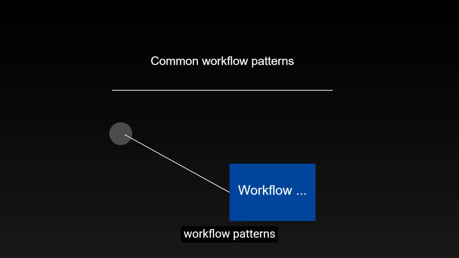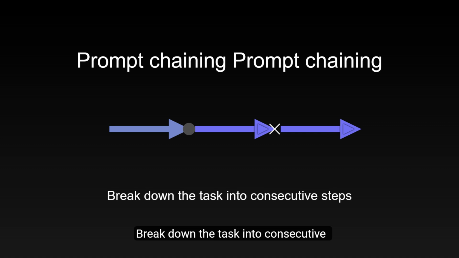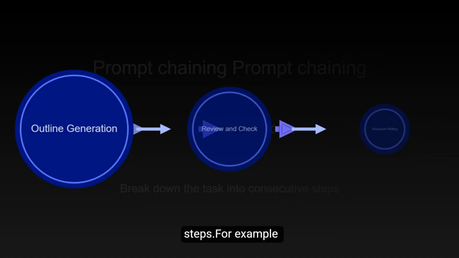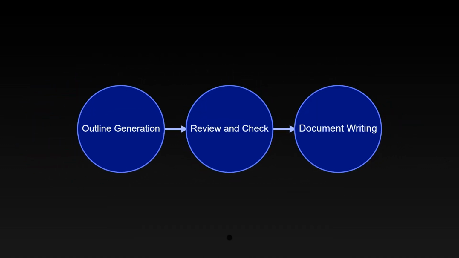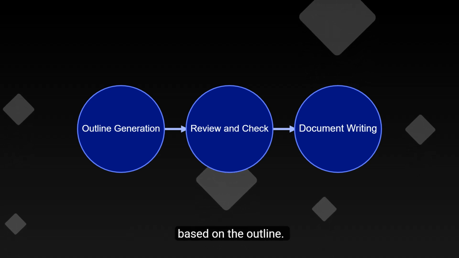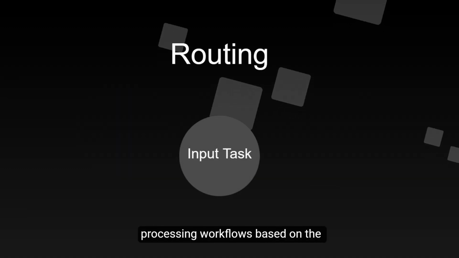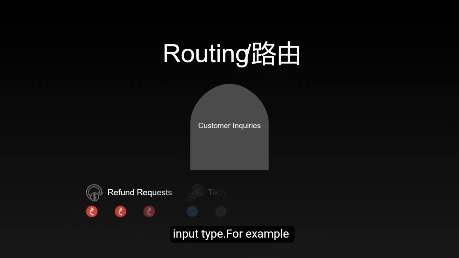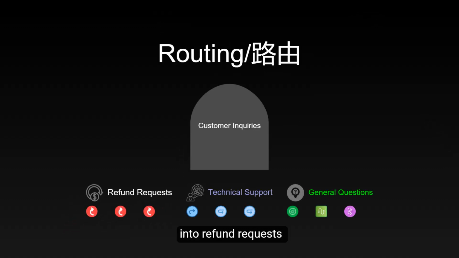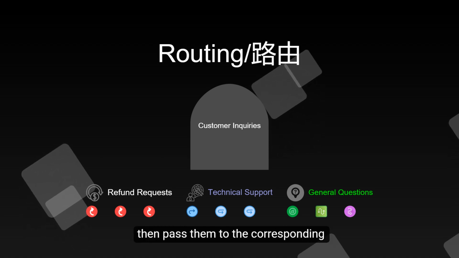Next, let's take a look at several common workflow patterns. 1. Prompt chaining. Break down the task into consecutive steps. For example, first generate a document outline. Check if it meets the requirements, and then write the complete document based on the outline. 2. Routing. Distribute tasks to specialized processing workflows based on the input type. For example, categorize customer service inquiries into refund requests, technical support, or general questions, then pass them to the corresponding specialized processing workflows.